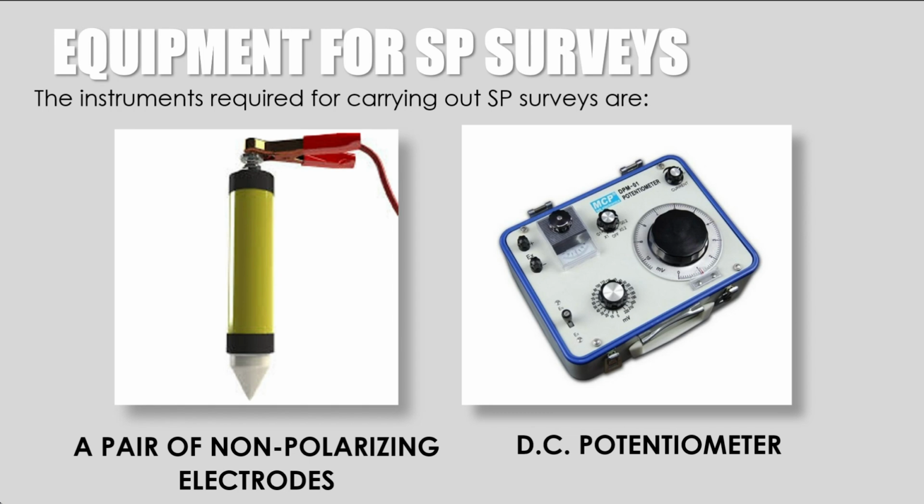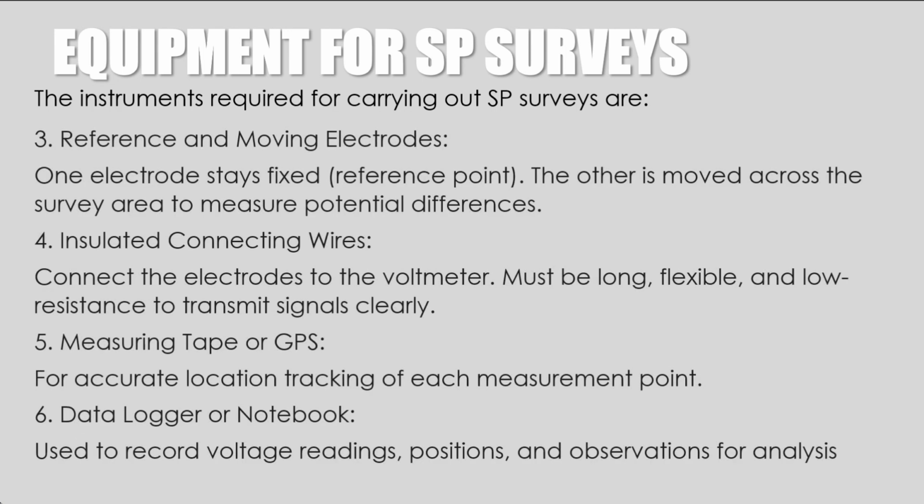This device measures the tiny voltage differences between the two electrodes. 3. Reference and moving electrodes. For example, you leave one electrode in one spot. That's your reference. It's like your home base. Then you take another one, the moving electrode, and walk it to different places to measure how the natural electrical voltage changes across the area. These voltage changes can tell you a lot about what's happening underground, like where water is flowing or where geothermal activity might be.